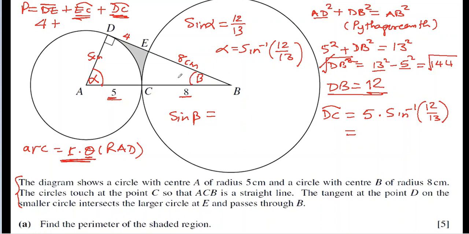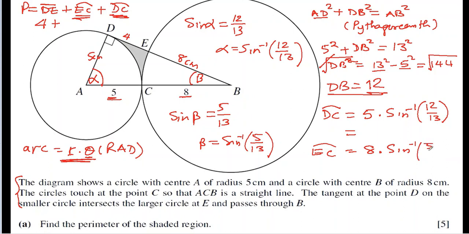So, beta, what is opposite? 5 centimeter is opposite over hypotenuse 13. That gives us beta equal to sine inverse 5 over 13. So our second arc EC, which we needed, is 8 is the radius this time. 8 is the radius of this angle beta, this sector. EC will be 8 times sine inverse 5 over 13. And now let me evaluate both of them with my calculator and put it here, and we'll get our perimeter.